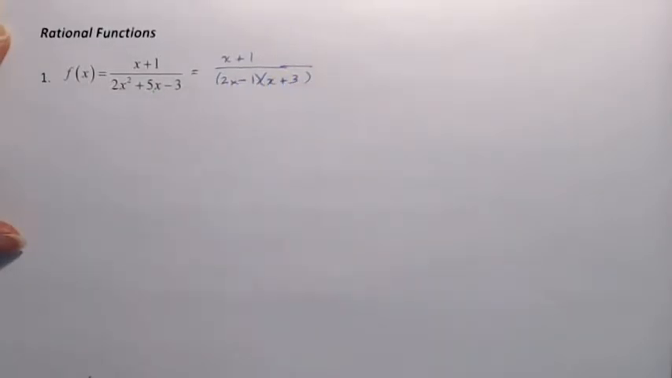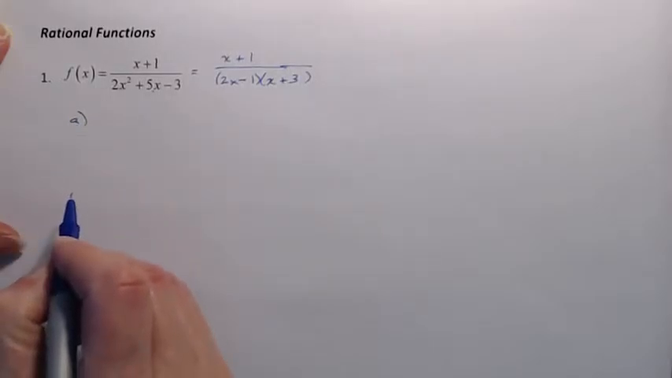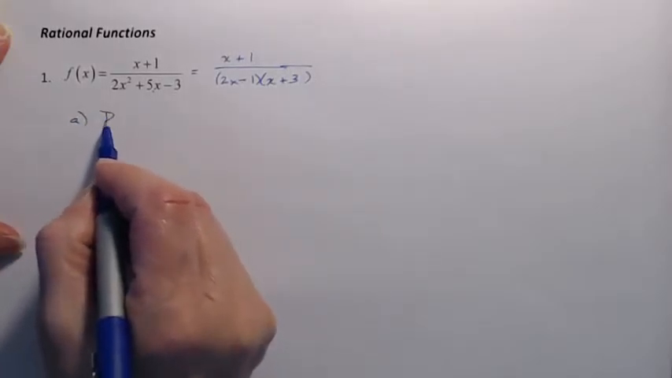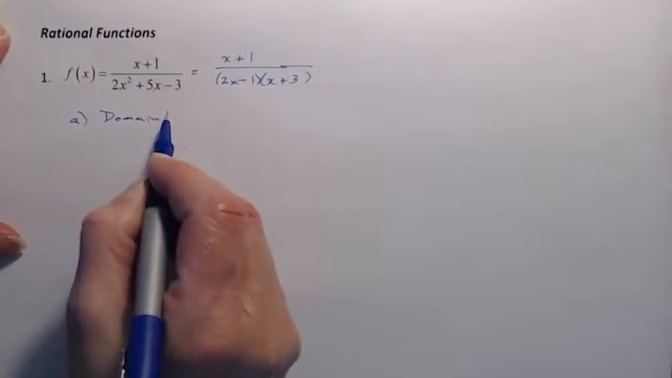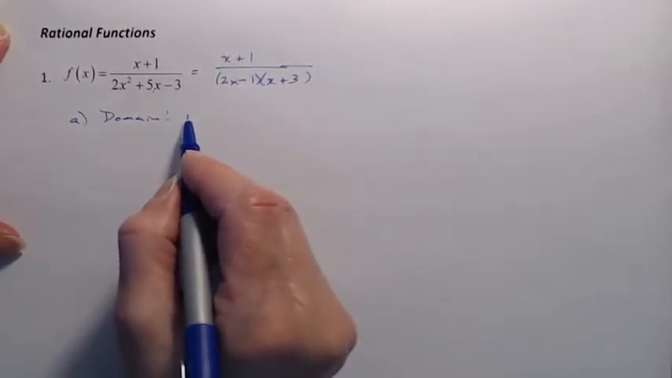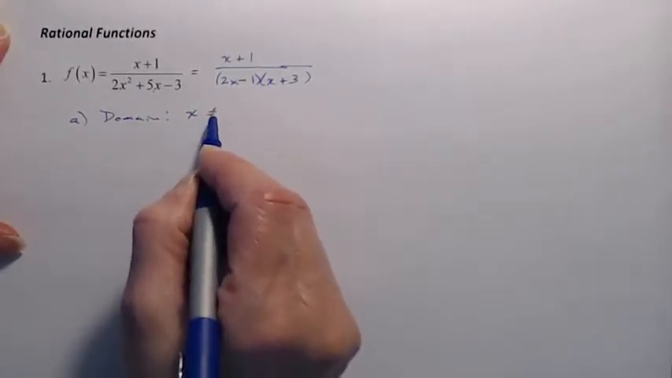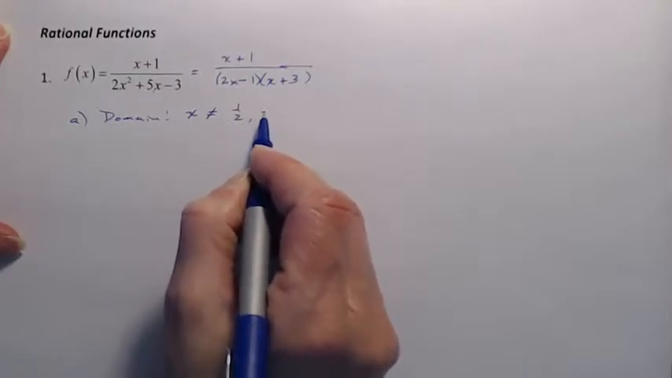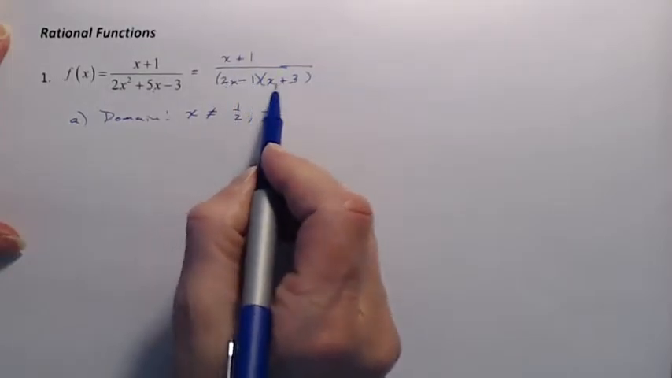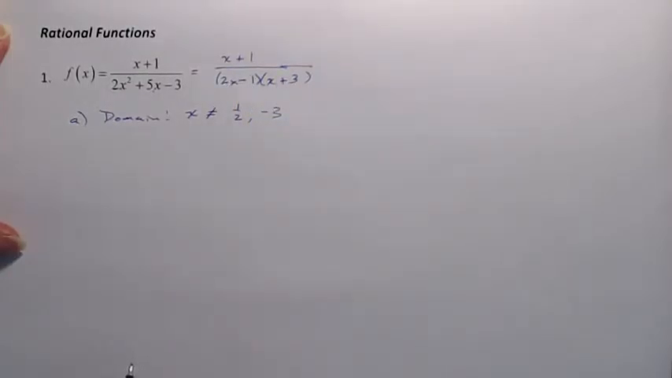The advantage is this helps me do part A. So in part A, the domain, remember for rational functions we need to know when the denominator is 0 and throw those numbers out. So in our case, x cannot be 1/2 or negative 3. 1/2 or negative 3 will make the denominator 0.